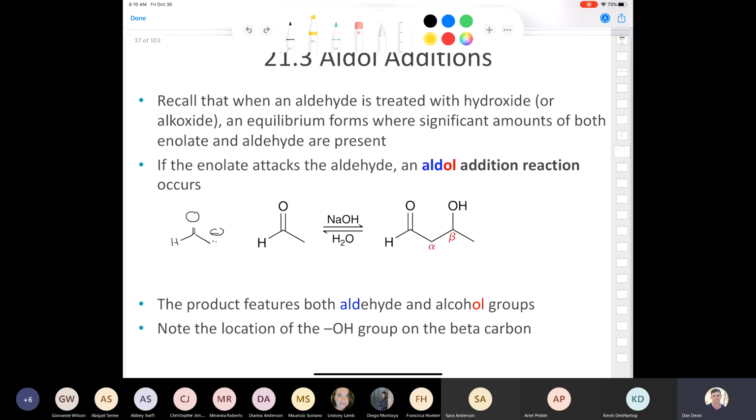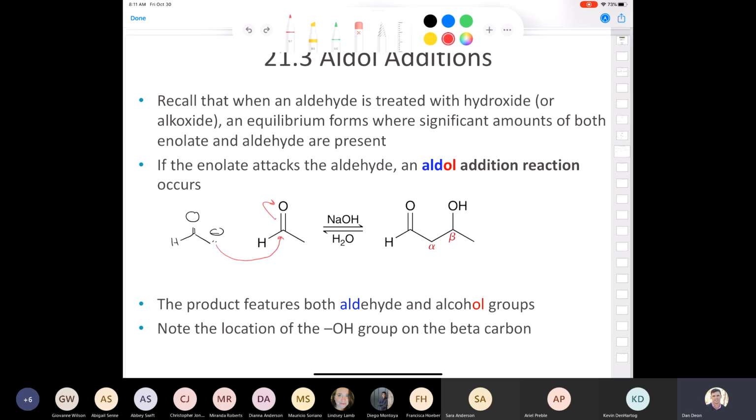So what does that mean? That means that the enolate can behave as a nucleophile and it can attack the acetaldehyde, which will be an electrophile, like that. And we call that an Aldol addition reaction. Why? Because we end up with a compound that has both an aldehyde in it and an alcohol in it. So that's where we get the name aldol. Note the location of the hydroxyl. It's on the beta carbon. So we call this a beta hydroxyaldehyde, and I might refer to that throughout the lecture.